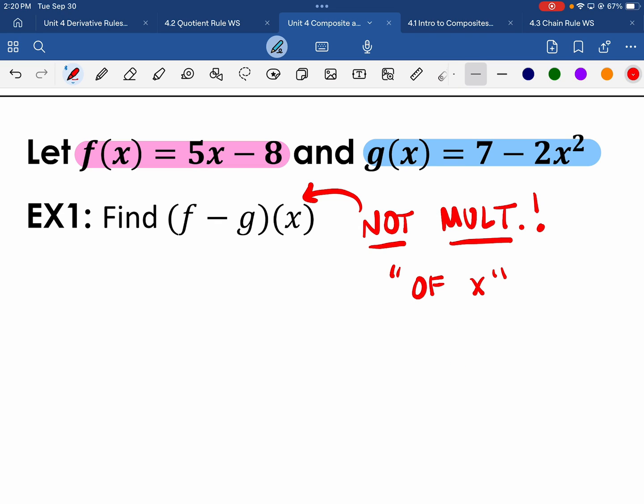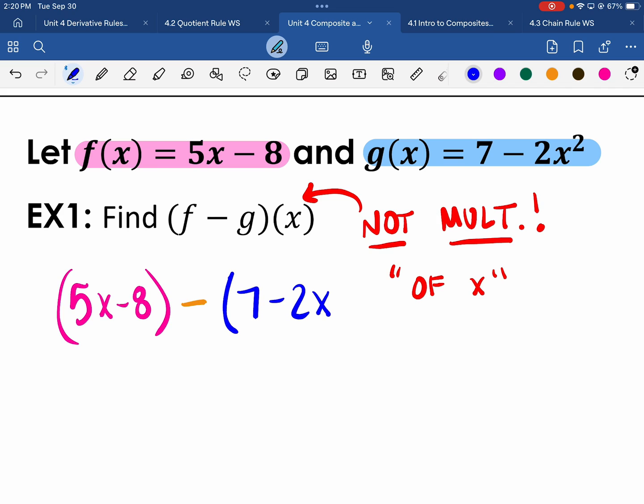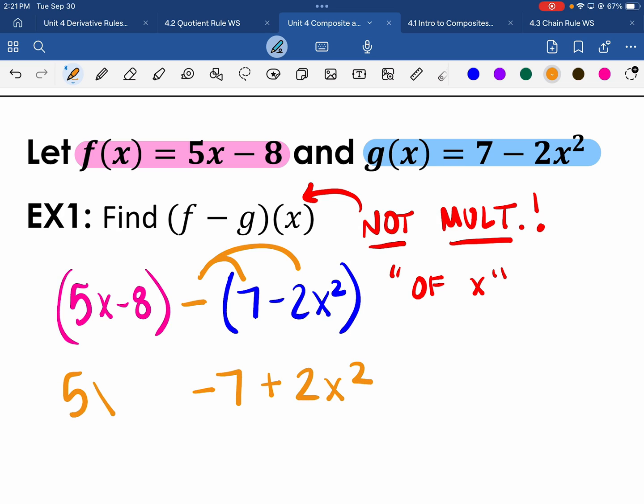All right. So now I want to actually work out what f minus g is. So I'm going to start off with my f function, which is 5x minus 8, minus, and then my g function, which is 7 minus 2x squared. I'm going to distribute my negative, negative 7 plus 2x squared, and then nothing to distribute with the 5x minus 8, so I'm just going to drop that down.